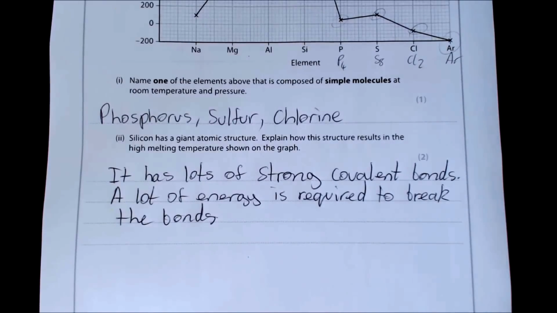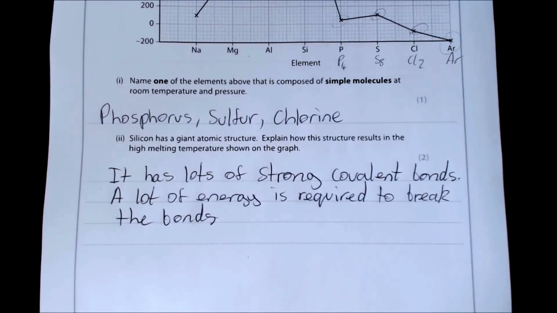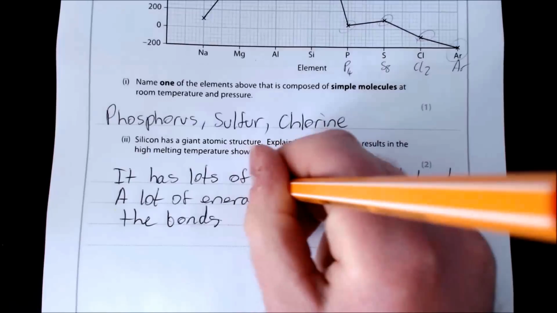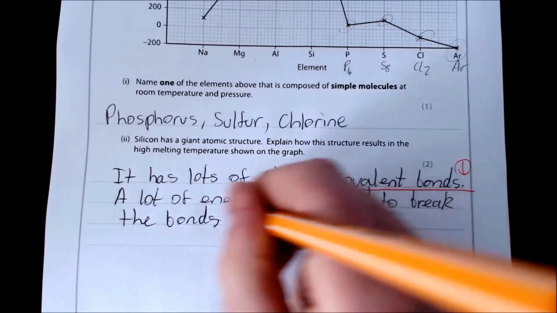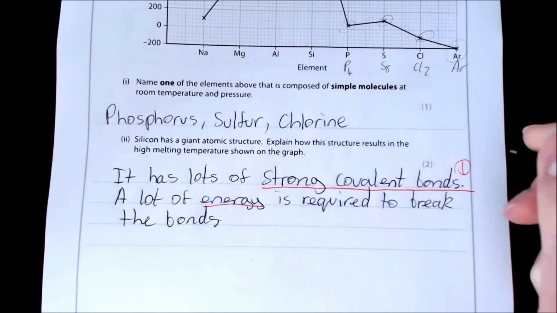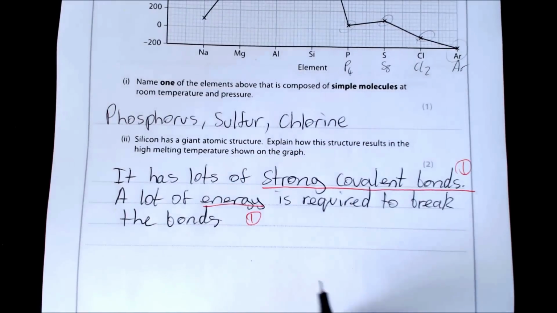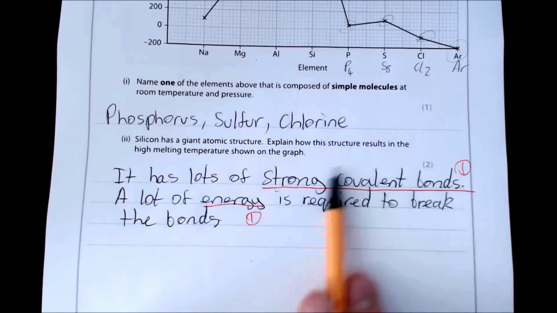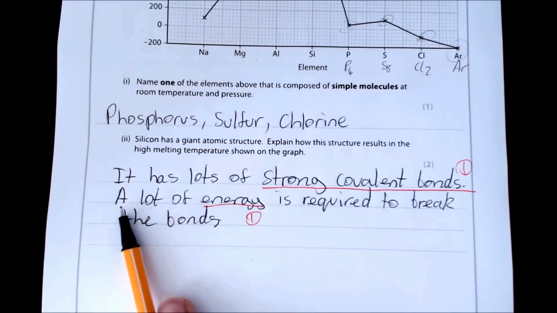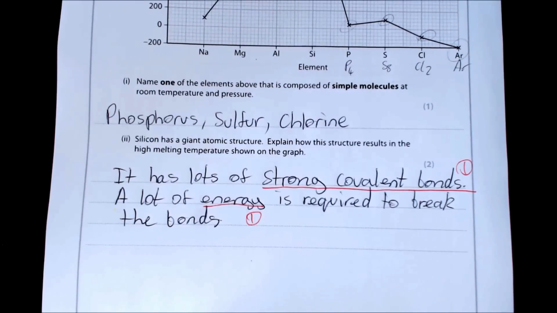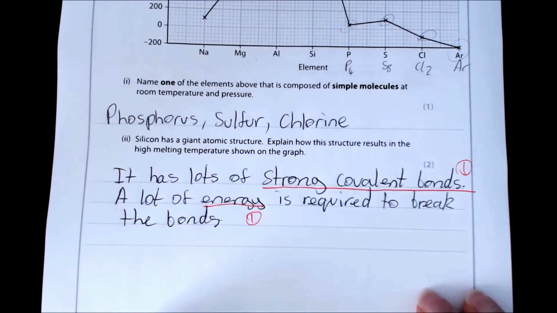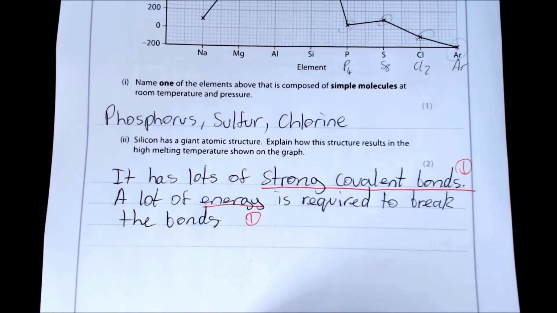All right, so in terms of marks, then. It has a lot of strong covalent bonds. Obviously, that's a really important marking point there. And then the energy bit is important as well. So that's the second marking point there. So lots of strong covalent bonds and a giant covalent structure. And therefore, a large amount of energy is required to break the bonds apart, which effectively means that you can melt it. So there's your 2 marks there.